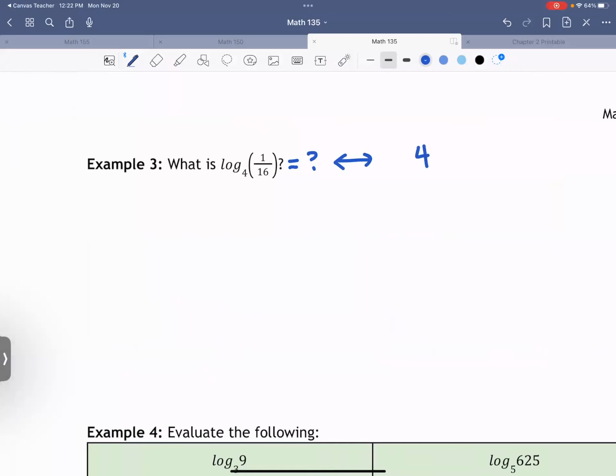4 raised to the x. Yep, 4 to the what power equals 1 over 16. That's the exponential form, right? So of course, we can go and find powers of 4, like 4 to the 0 is 1, 4 to the first power is 4, 4 squared is 16. I don't even know what 4 cubed is. I'd have to check. My calculator says probably 64. Good, okay, nice.